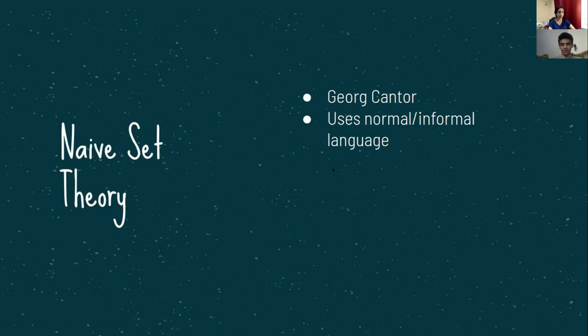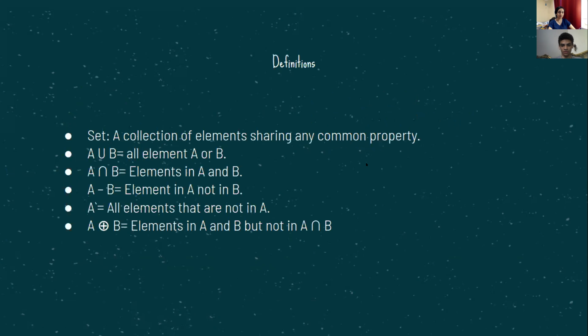And I think that naive set theory is the one that we are most used to, or the one that we used a lot in schools and such things. So, I think these are basic definitions that at least we encountered part of. So a set is just a collection of any group of elements that share a common property, any common property actually. So this simply means all elements in A or B, or A union B.